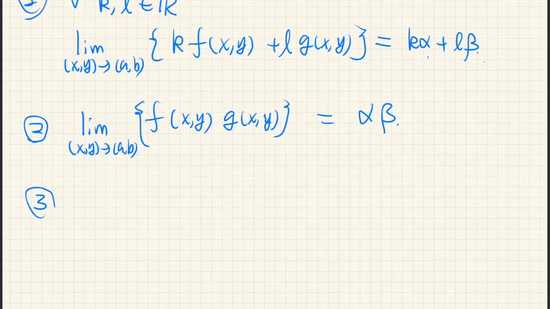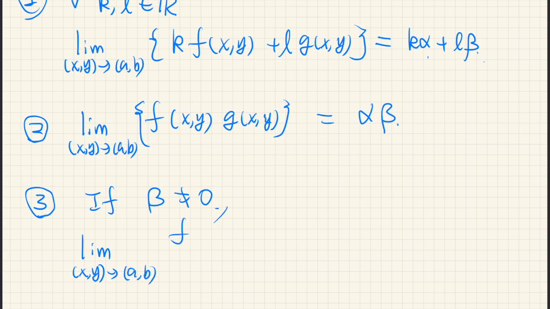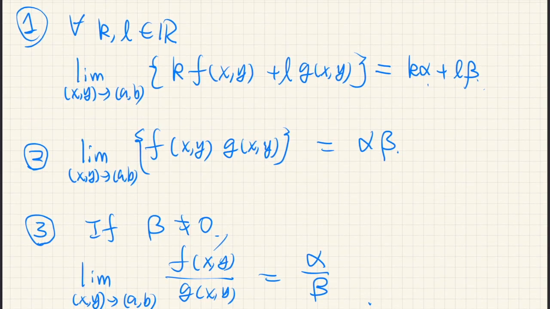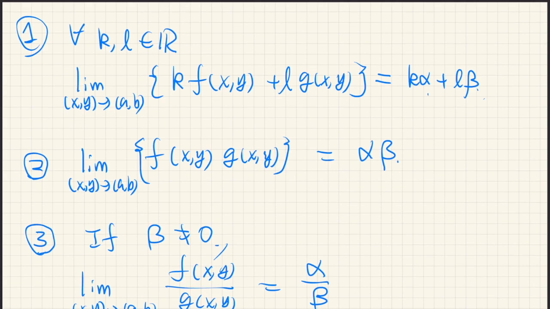And third, if beta is not 0, then the quotient f of xy over g of xy converges to alpha over beta. Okay, these properties can be proved in the same way as the univariate case, so you should try that.